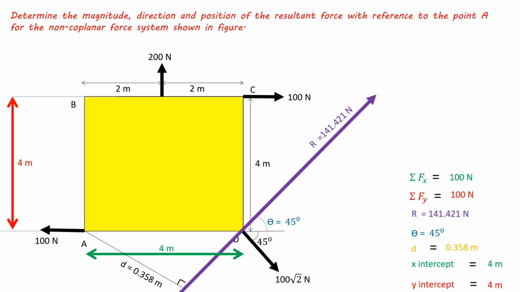Now, so we have summation Fx, summation Fy, R, theta, D, perpendicular distance about point A, and x-intercept and y-intercept. So what we have is x-intercept 4 meters, y-intercept 4 meters, and D value 0.358 meters perpendicular distance.